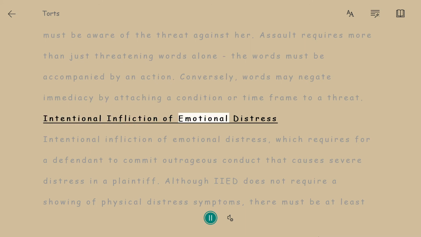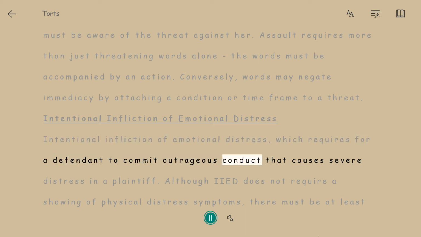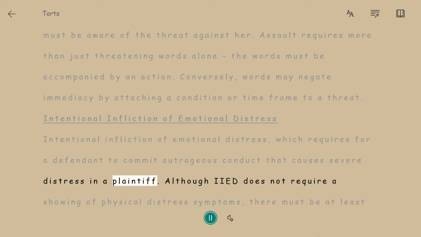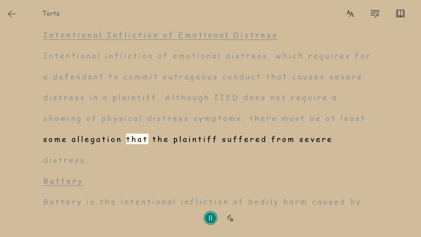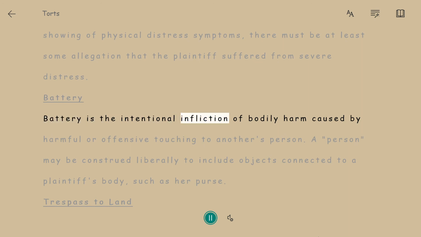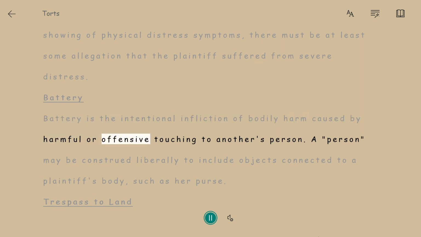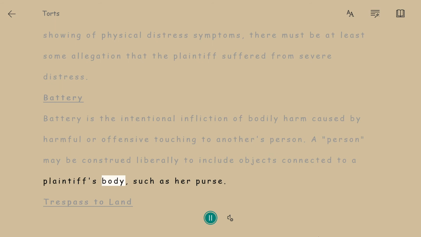Intentional infliction of emotional distress. IIED requires a defendant to commit outrageous conduct that causes severe distress in a plaintiff. Although IIED does not require a showing of physical distress symptoms, there must be at least some allegation that the plaintiff suffered from severe distress. Battery. Battery is the intentional infliction of bodily harm caused by harmful or offensive touching to another's person. A person may be construed liberally to include objects connected to a plaintiff's body, such as her purse.